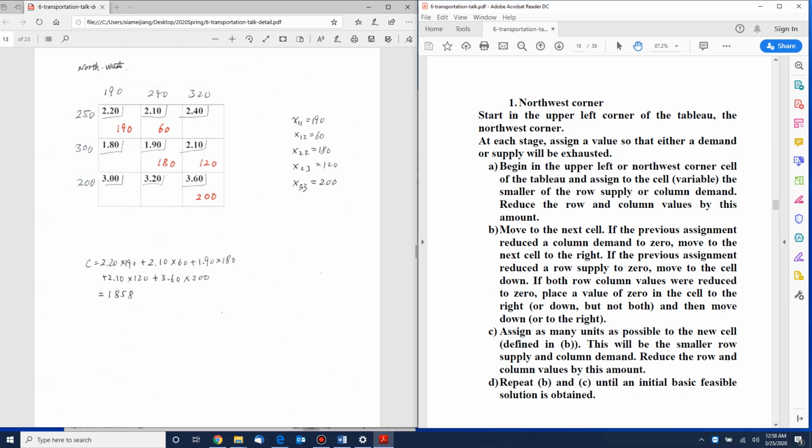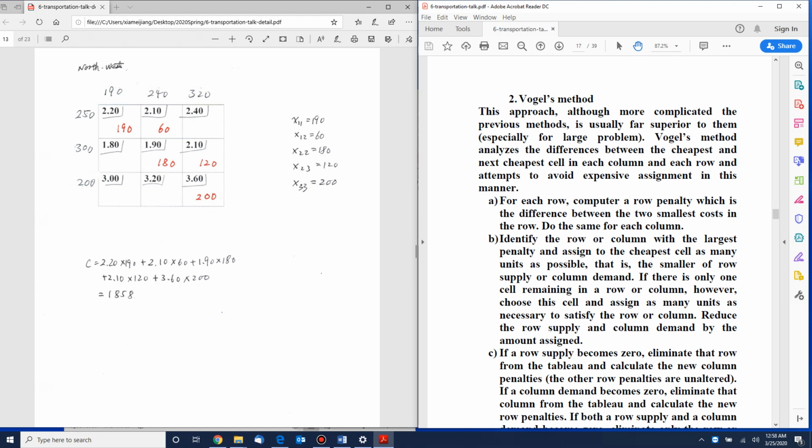1,858, right? So this one is probably quite expensive, but sometimes it could be very cheap. It depends on the problem. Now, the next method is called Vogel's method. Vogel's method is a little bit complicated. In this method, we are not going to just look at the price and put the amount directly.